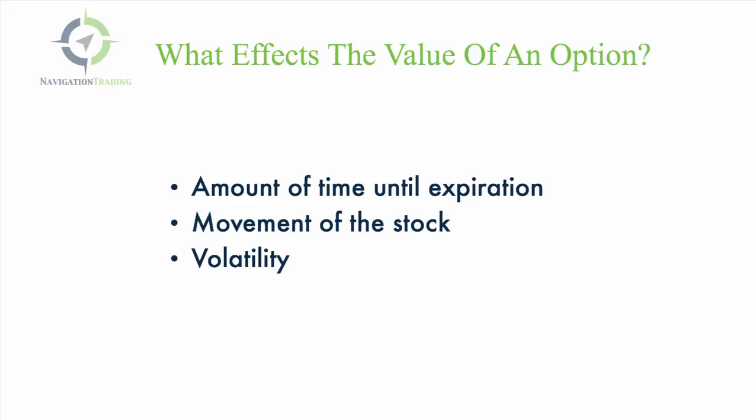The second thing is the movement of the underlying stock. Depending on which option strikes you've chosen, the movement of the stock closer to or farther away from that particular strike is going to affect the value of that option. And lastly, volatility. This is one of the key components that newer traders don't grasp. And if you can really master volatility and trading volatility on an underlying stock or ETF, that's when you're truly going to become consistently profitable.